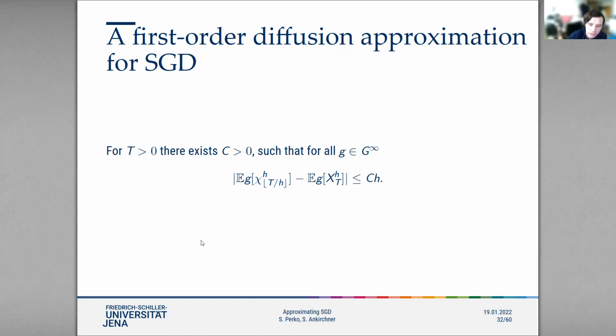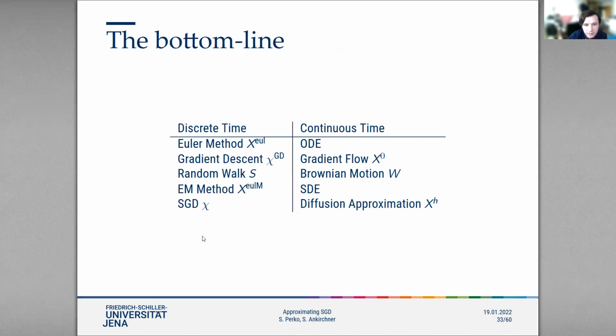Okay, and in what sense? Well, in the same sense that we had before with the Euler method, we have weak convergence of order 1, right? Okay, but now what's maybe a little bit surprising is that the equation X depends on h as well. So for every learning rate h, we get a different equation and a different solution, right? Okay, so the bottom line here is that SGD is represented in continuous time by a diffusion approximation, this X^h.